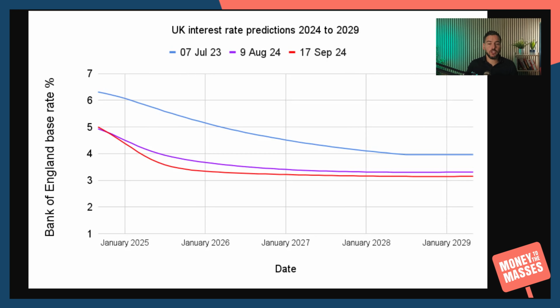So each of the lines you can see on screen represent predictions made by the market at different stages. So the blue one is July 2023, so more than a year ago. If you look at the purple one, that was a prediction in August, and the red one is the one that was made in the mid part of September. So September 2024, you can see that red line has steepened. We've got a quicker descent.